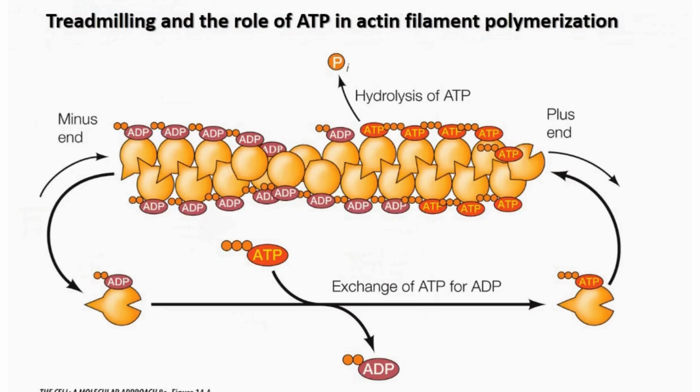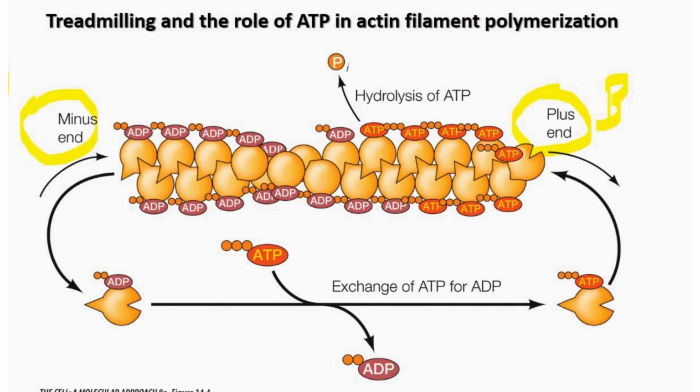Having seen the animation, now it's time to come back to this treadmilling diagram. So let's recapitulate the major points from this diagram. This is the plus end, also called the barbed end. This is the minus end, also called the pointed end.